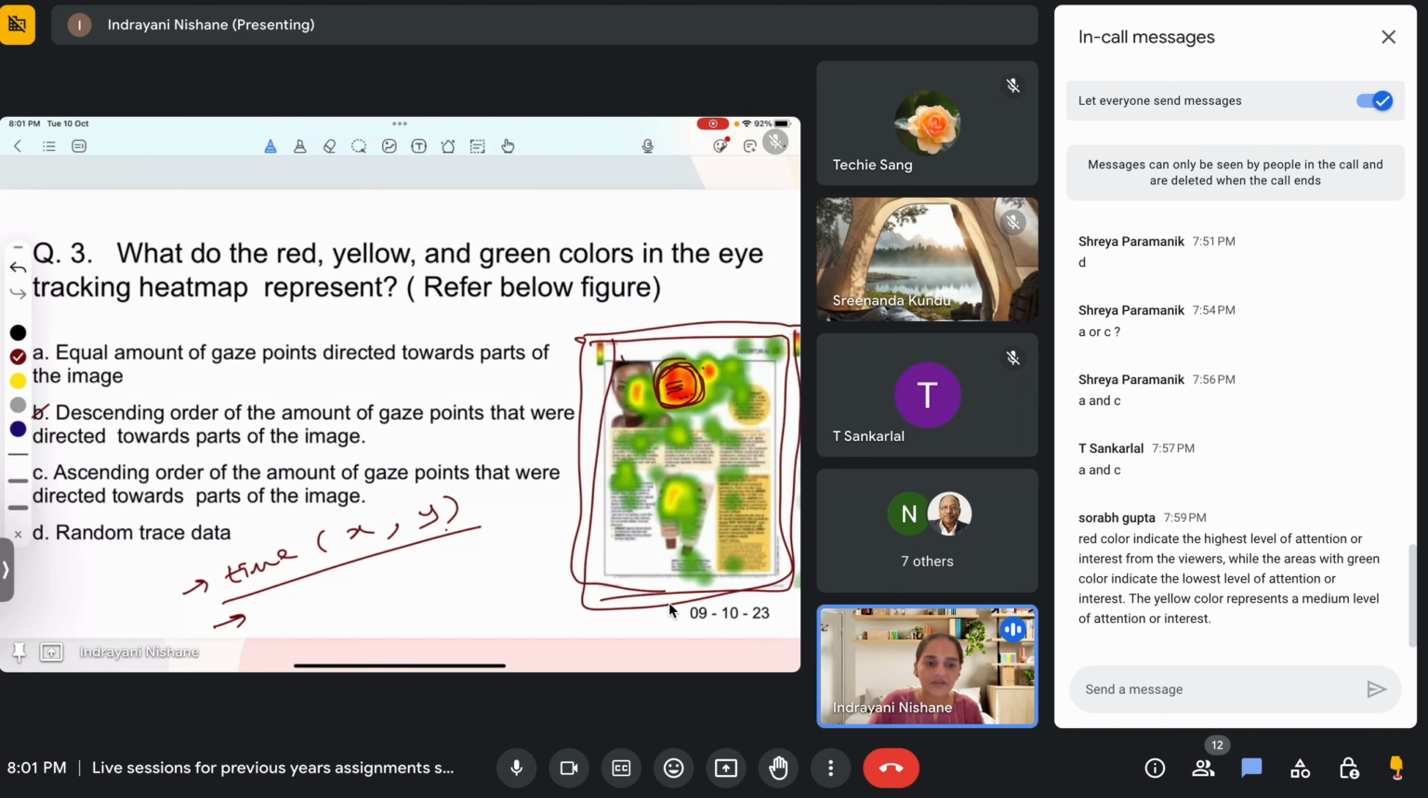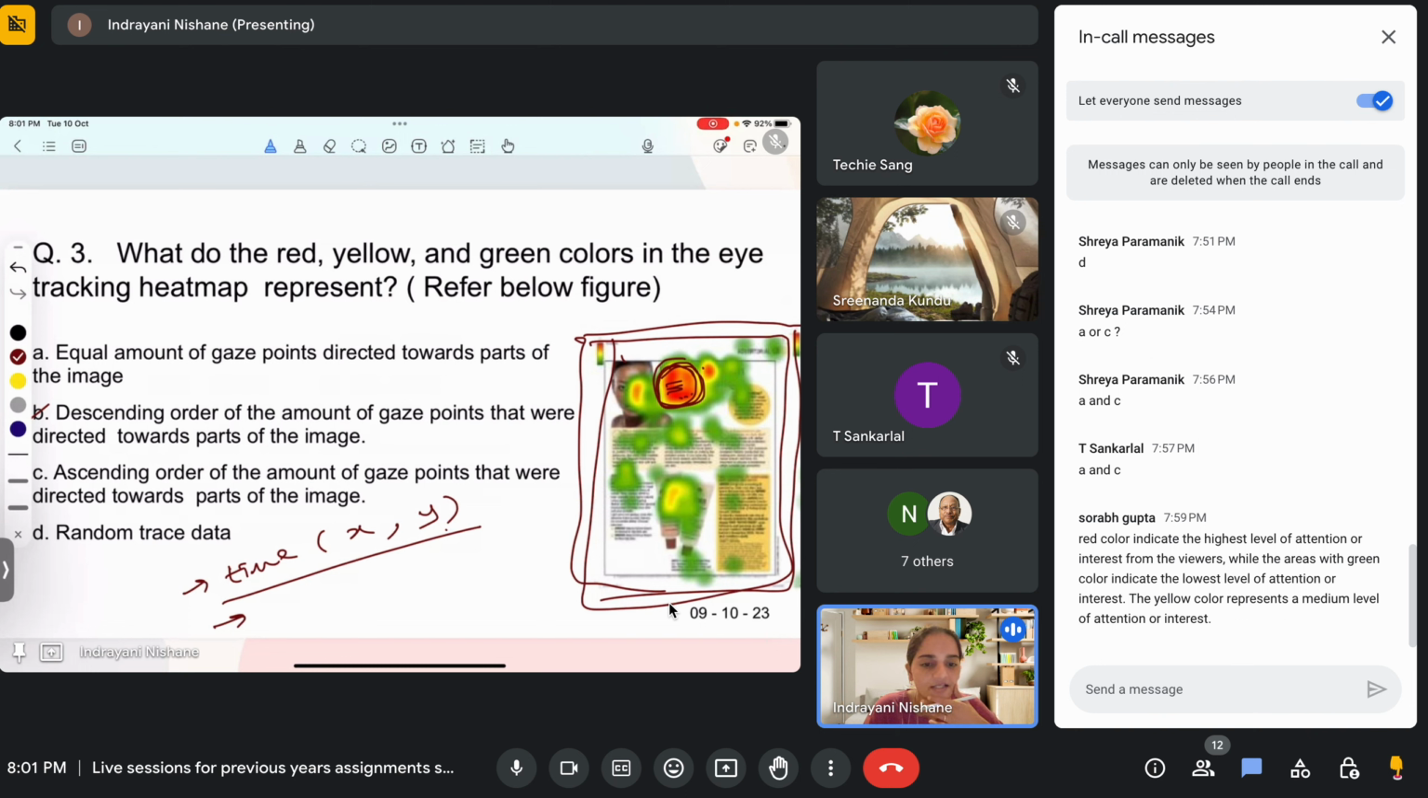And there will be some fixations we will not consider. That's why the fixations are not all over the place, because not every corner of the screen gets looked at. So this is how this heat map is generated.